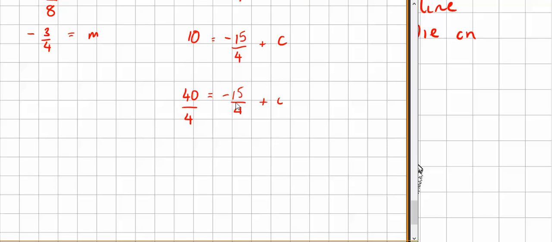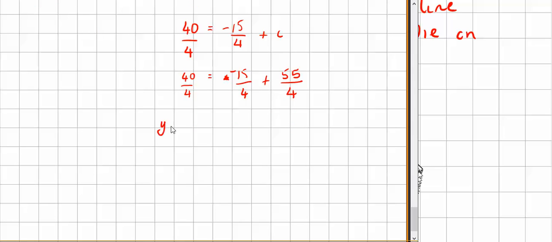Right, now the thing is, how do I get from negative 15 over 4 to 40 over 4? What do I have to add on? Add 55 over 4. That's why it's so much easier using fractions, because now my equation will be y equals negative 3 over 4x plus 55 over 4.